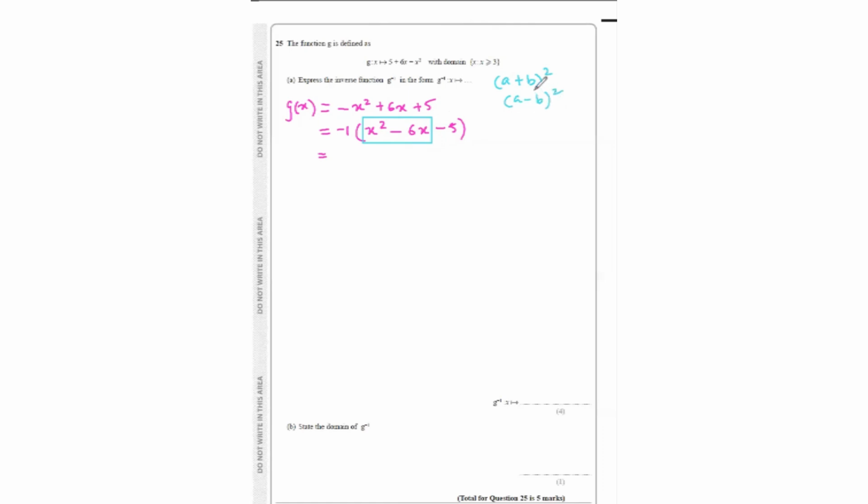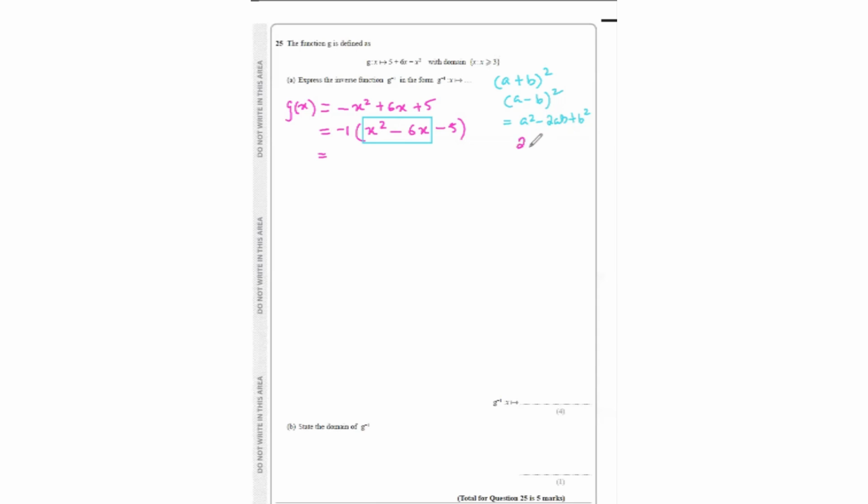So a minus b whole square, when we expand, gives us a squared minus 2ab plus b squared. So if we compare a squared minus 2ab plus b squared with x squared minus 6x, we do have our a squared, we do have our 2ab, but what we need is our b squared. So to get that b squared, we need to figure out what the value of b would be.